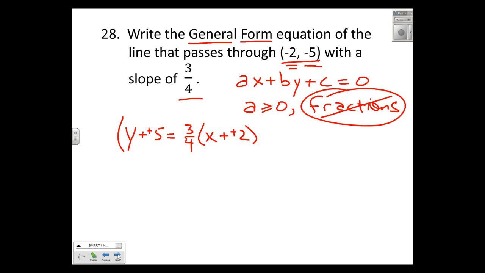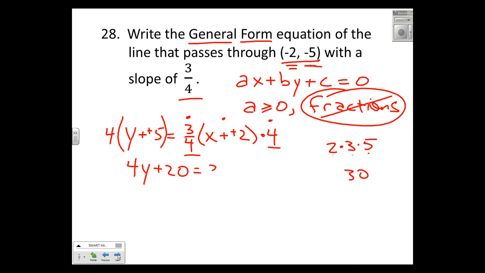So I'm going to multiply both sides by 4. And the left side becomes 4y plus 20. Now we all know on the right side I basically have 3 numbers being multiplied together. And if I had, say, 2 times 3 times 5, we all certainly know we can multiply numbers in any order. No matter what order I multiply these numbers in, I'm going to get 30. So I'm going to choose to multiply 4 times 3/4, and I get 3 times x plus 2 when the 4's cancel.